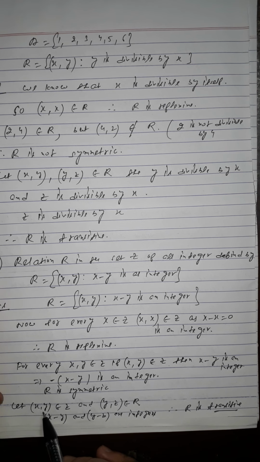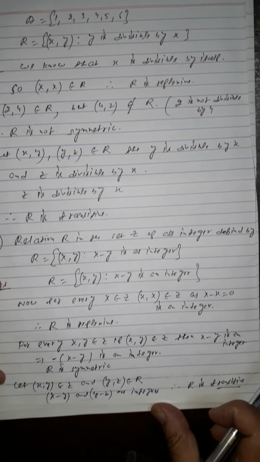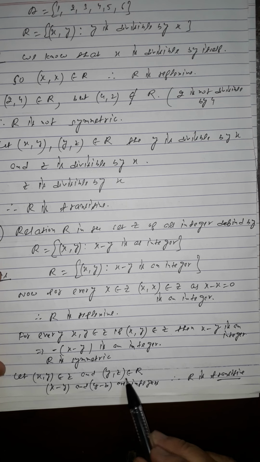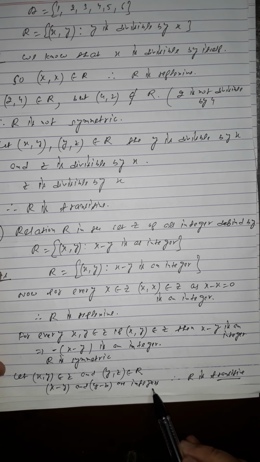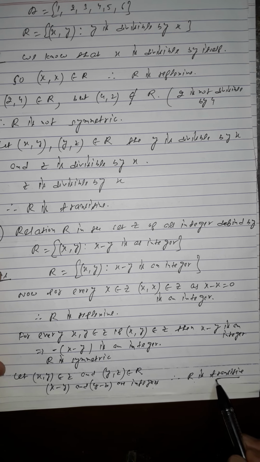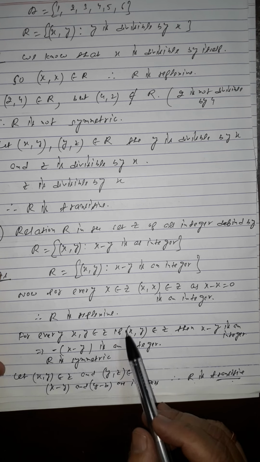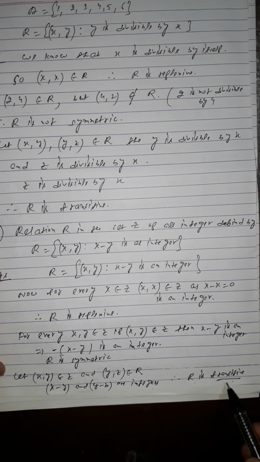And the third case is (x, y) belongs to R and (y, z) belongs to R. Then remember, students, x minus y and y minus z are integers, therefore R is transitive. So here this relation is reflexive, symmetric and transitive.